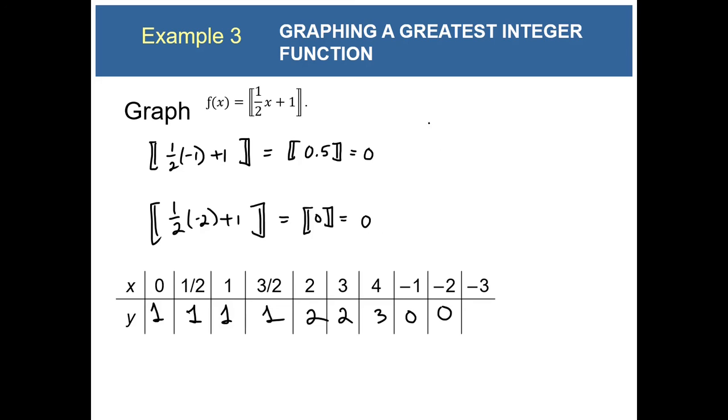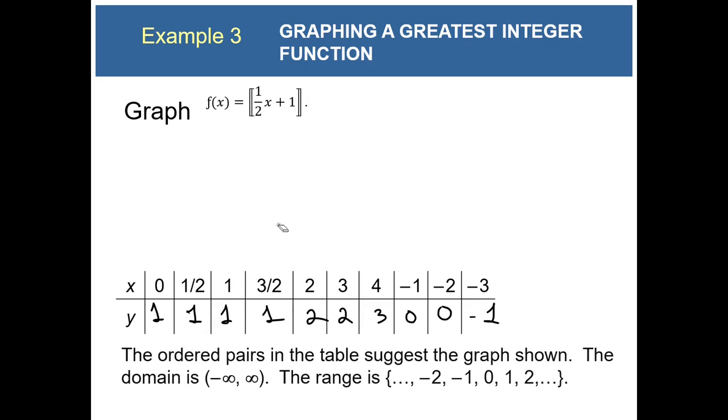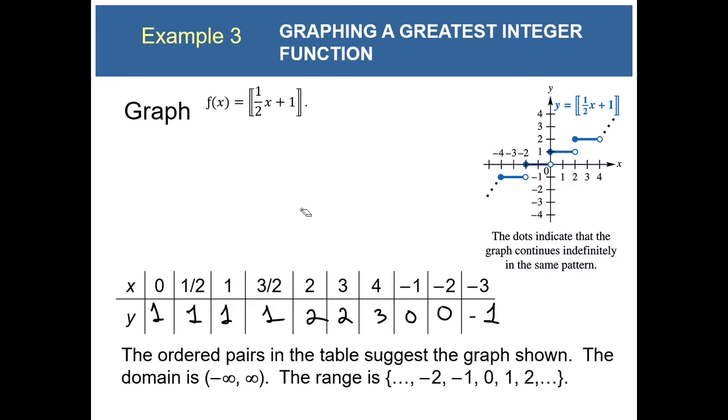And we'll try one more value just to see what our graph looks like. -3. 1/2 times -3 plus 1 yields, let's see, 1/2 times -3 is -1.5. -1.5 plus 1 is equal to -0.5. And if I take the greatest integer that's equal to this or less, we get a value of -1. The ordered pairs in the table suggest the graph shown. The domain is from -infinity to infinity, and the range is the integers. Here's the graph, and we start by plotting the points we have here.